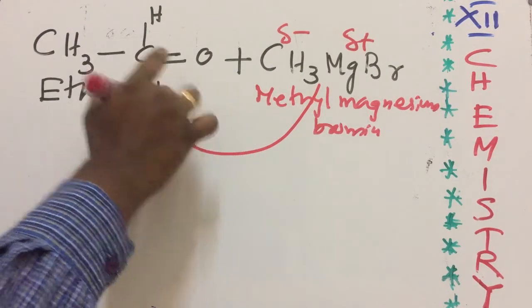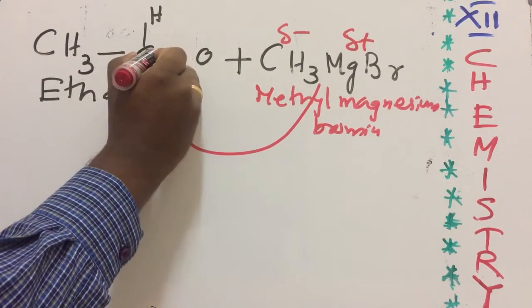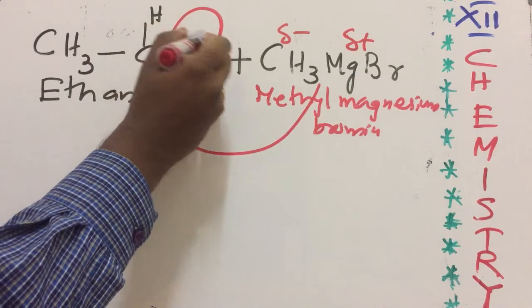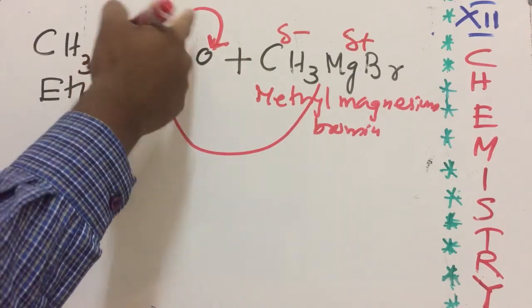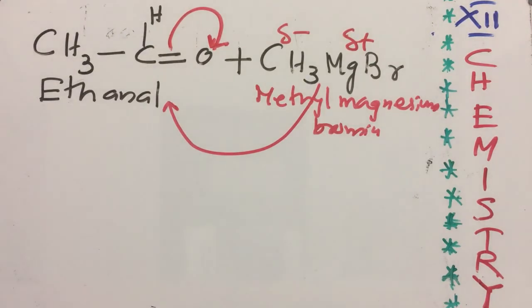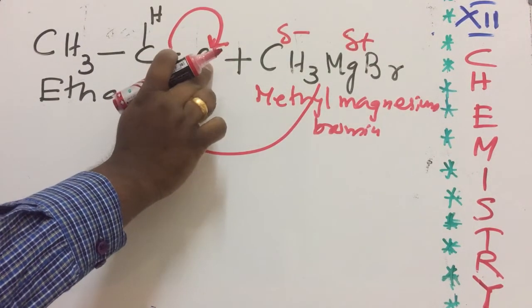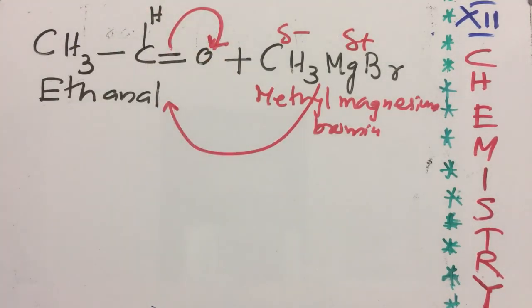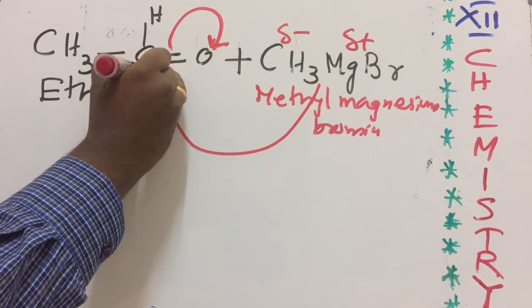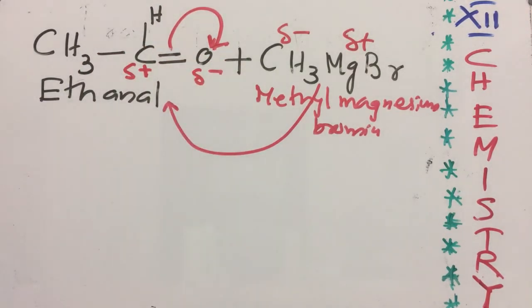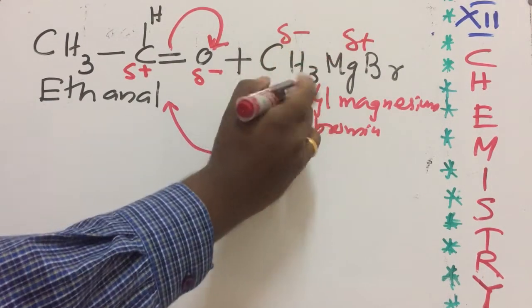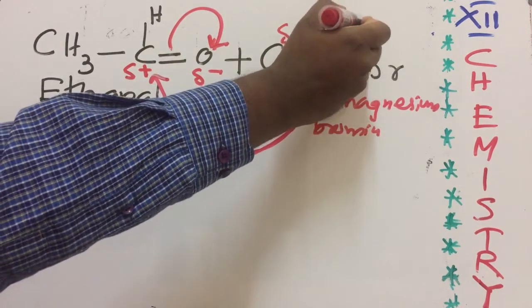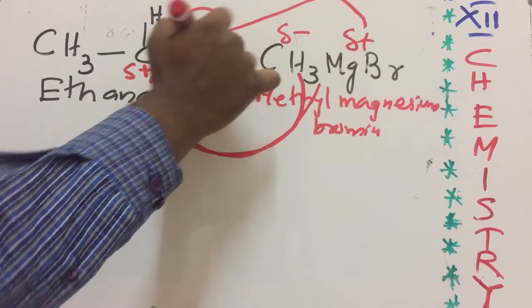When the reagent reaches near the compound, the double bond electrons shift to oxygen. The pi electrons shift to oxygen. Why do they shift from carbon to oxygen, not from oxygen to carbon? Because oxygen is more electronegative than carbon. Due to the shifting, carbon becomes delta positive and oxygen becomes delta negative. Now the negative CH3 part will add to carbon, and the positive MgBr part will move to oxygen.